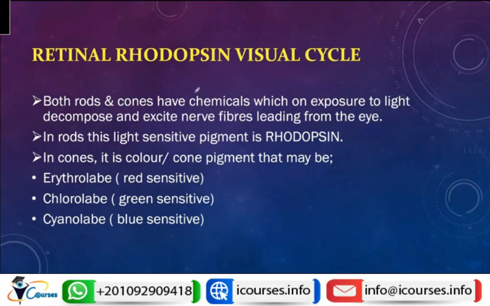Okay, let's now start with the rhodopsin visual cycle. Both rods and cones have chemicals. When they are exposed to light, they will decompose, leading to excitation of the nerve fiber from the eye. In the rods, the light sensitive pigment is rhodopsin, as we said. In cones, we have what's called the cone or color pigments: erythrolabe, which is red sensitive, chlorolabe, which is green sensitive, and cyanolabe, which is blue sensitive. We will talk mainly about rhodopsin, as this is the one studied intensively, and the one present in the books and asked in the exams.